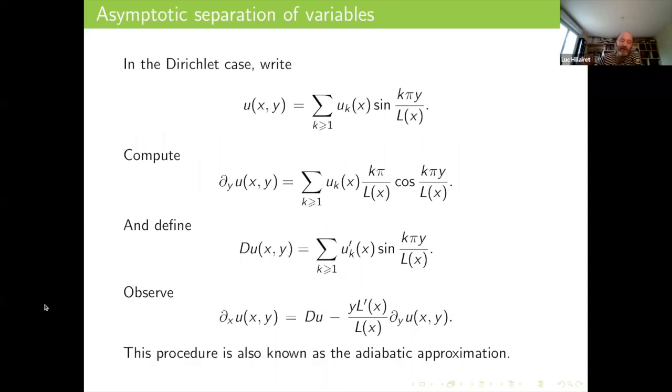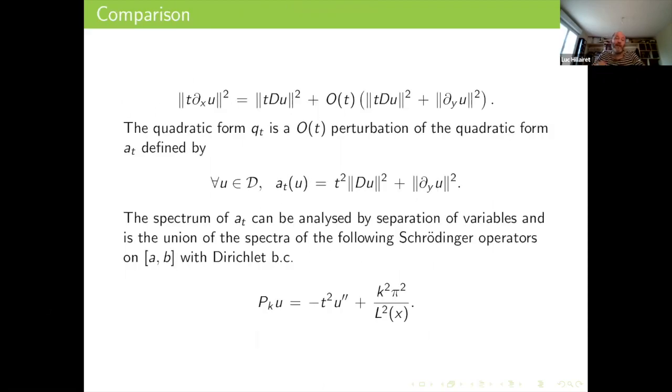If you look at the expression for dy u and for D u, you see that this quadratic form appears as a sum of one-dimensional quadratic forms that correspond to Schrödinger operators. So the spectrum of A of T can be analyzed by separation of variables. What you obtain is that it is the union of the spectra of the following Schrödinger operators: minus T squared d x squared plus the potential k squared pi squared divided by L squared.